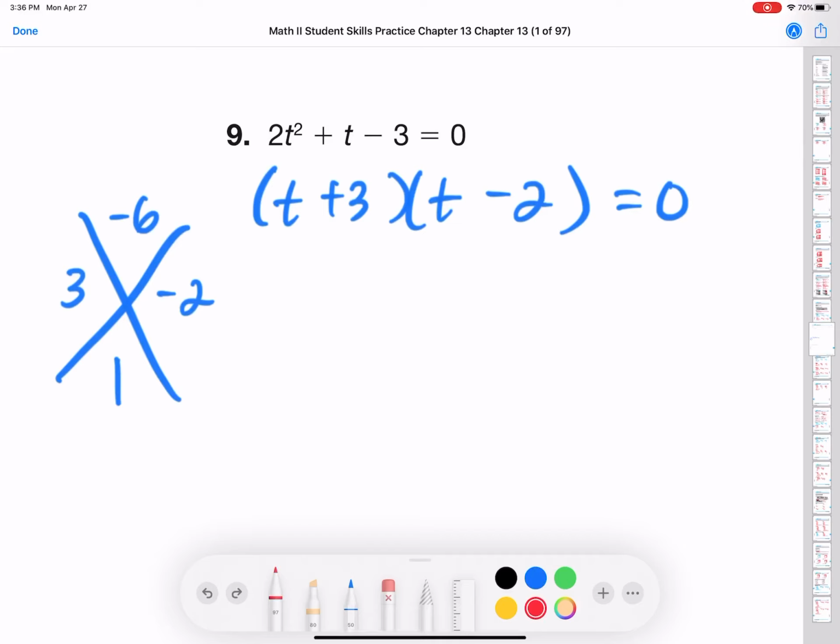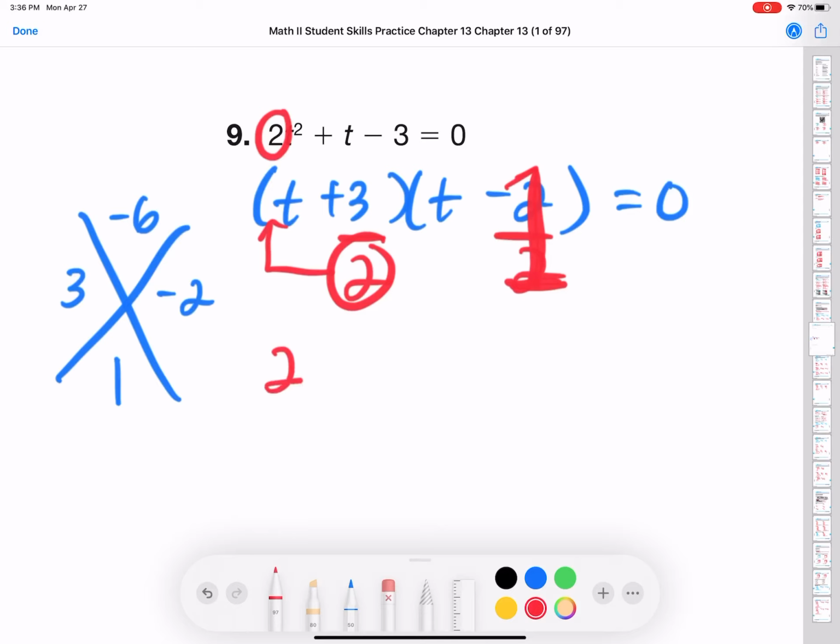Remember, if your a value is not 1, you need to divide by it. So I'm going to divide these by 2. 3 is not divisible by 2, so I'm going to take that, put it in front of t. 2 is divisible by 2. It ends up being 1. So I'm going to rewrite this. This is 2t plus 3. The other one is t minus 1 is equal to 0.